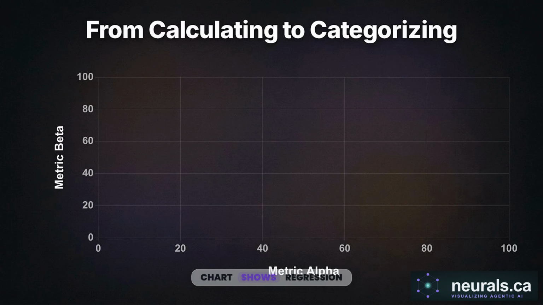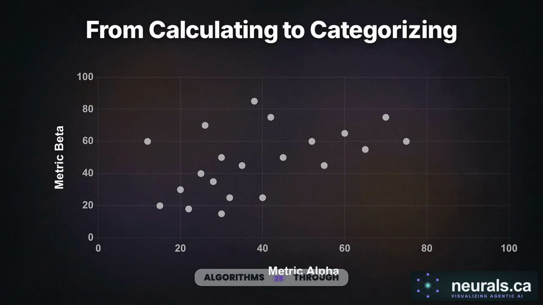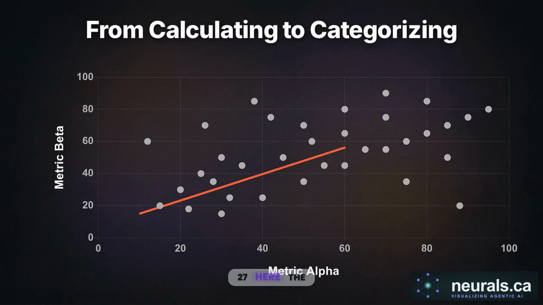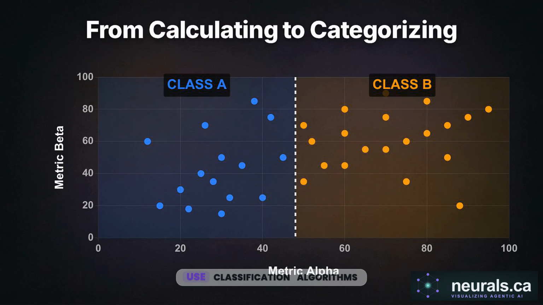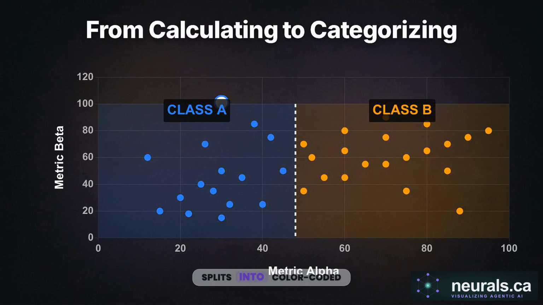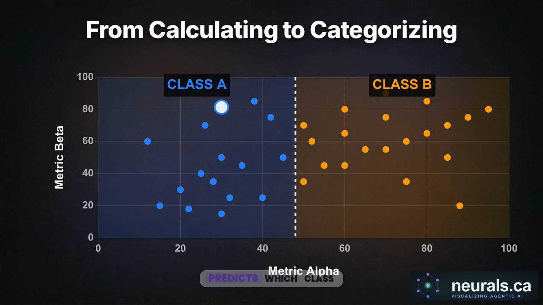This chart shows regression, algorithms 25 through 27. Here, the historical data points allow the system to predict a continuous numerical value. When the goal shifts from calculating a value to assigning items to a category, we use classification, algorithms 28 through 33. As the data splits into color-coded zones, the system predicts which class a new point belongs to.